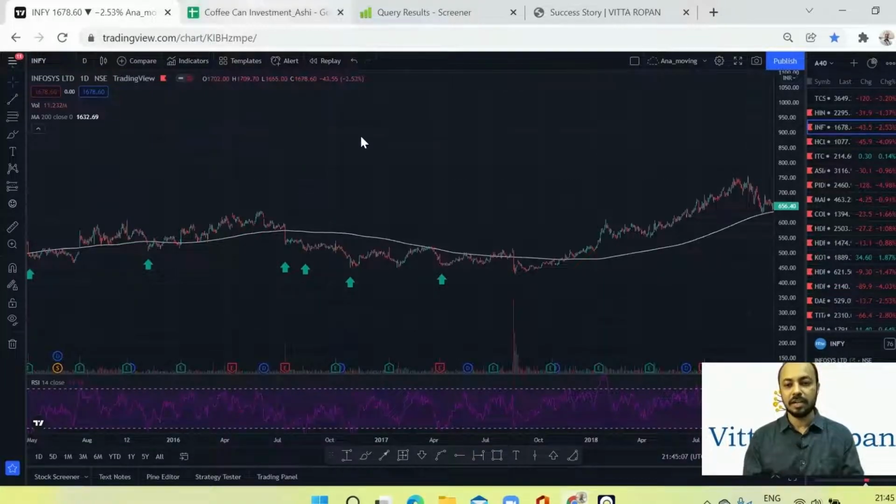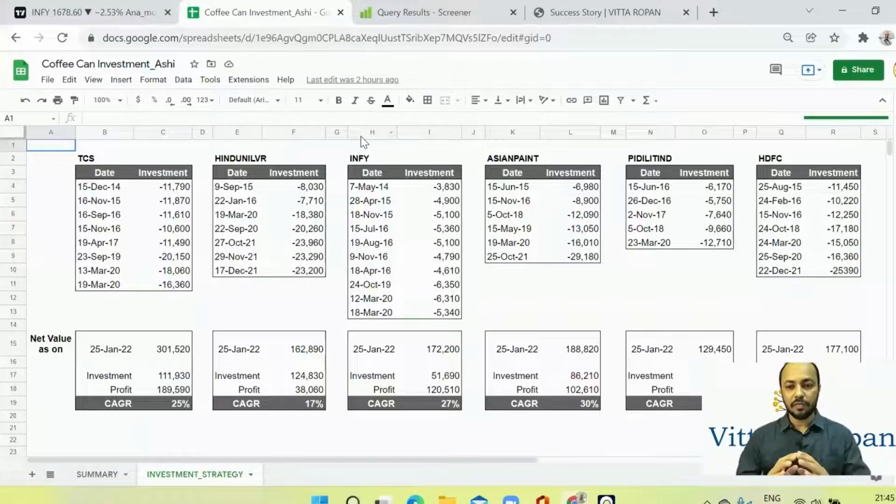Now let me take you through the Excel sheet to show you how we have made multiple positions in 9 different stocks and built our coffee can portfolio over the last 5 years, and what CAGR we have gained over this period of 5 years.